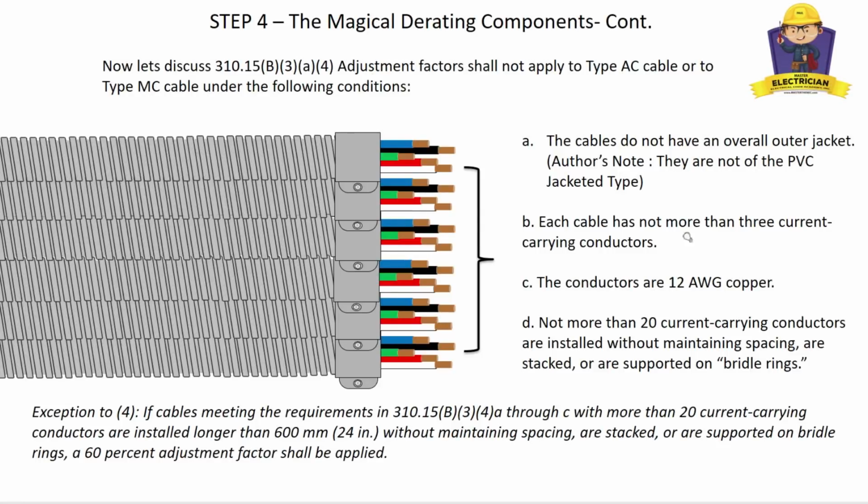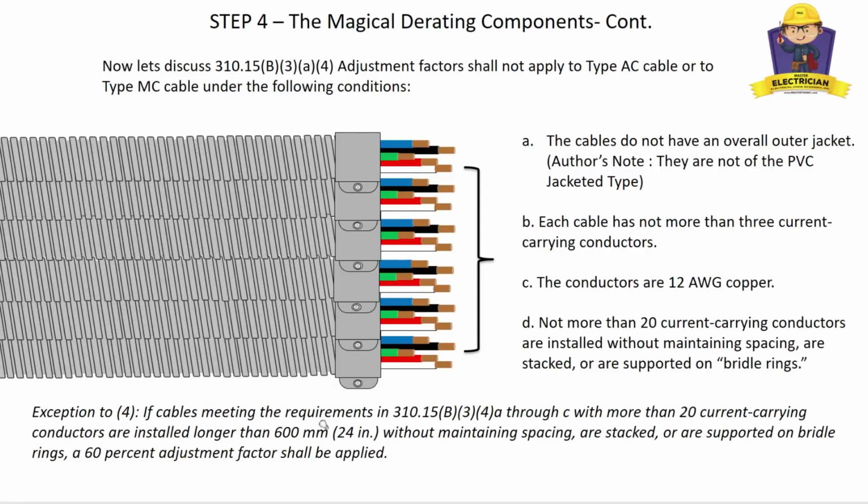Now, what happens if I meet all these rules, A, B, and C, but I end up with more than 20 current carrying conductors? Then the code has an exception and it says, okay, look, if I meet the rules of A, B, and C, which means that there is no PVC jacket, there's no more than 3 current carrying conductors, and the size is a 12 gauge copper. Let's read this again because I just got myself confused.